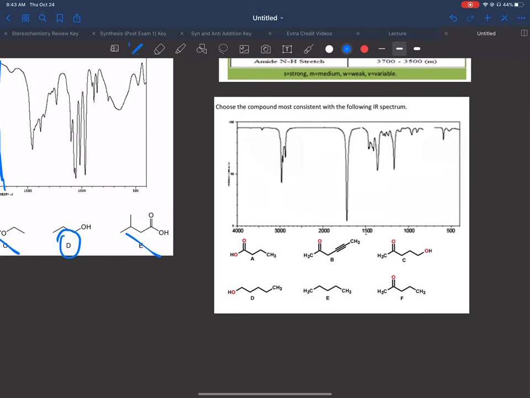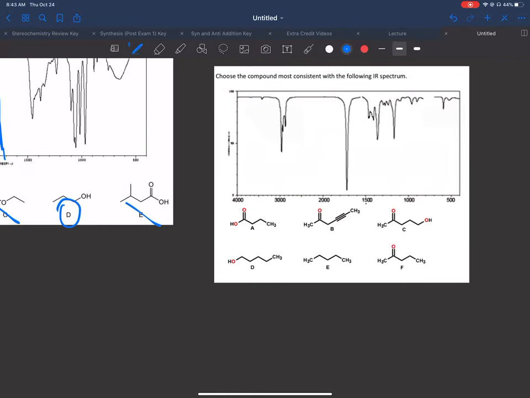Now let's go to the next example. So again, first thing I would have done, look for the OH peak. OH would have been right there, and we don't have one. So anything with an OH, we can instantly cross out. All right, so now we're left with three choices.